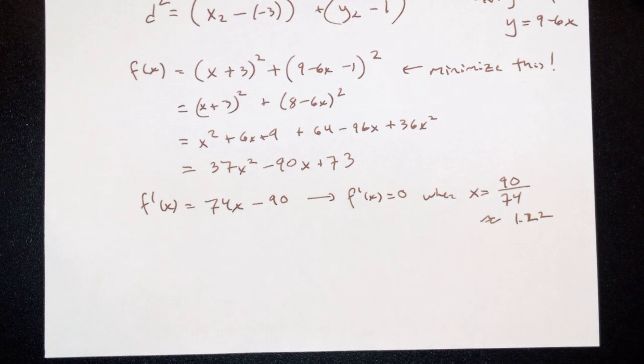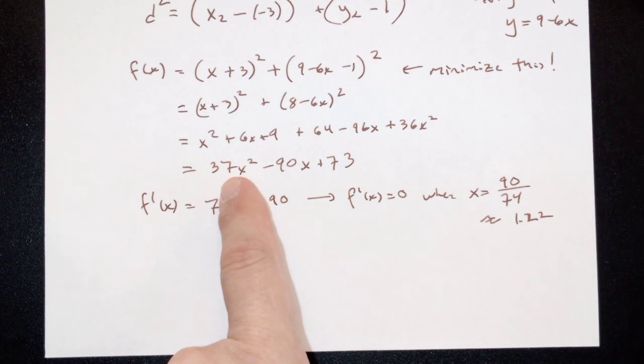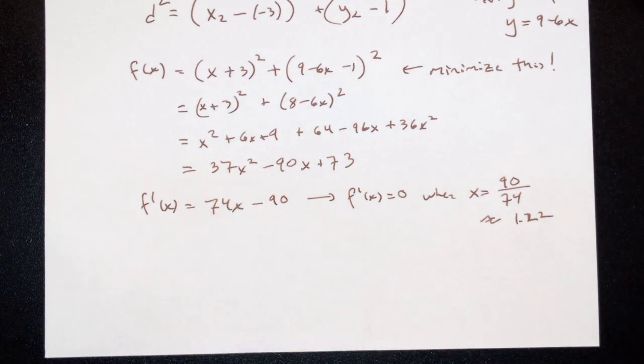How do I know this is a minimum? Now, f of x is a parabola, and that's opening up. So this critical point must be at the bottom. My second derivative is 74. 74 is positive, so concave up. This is a minimum.